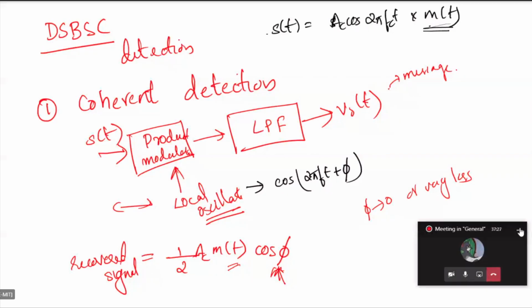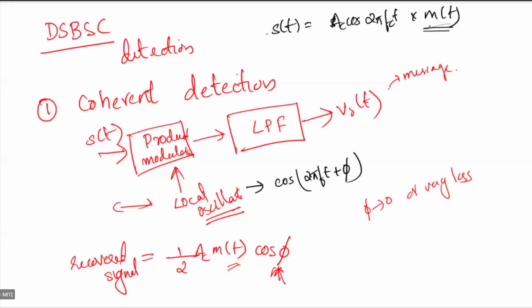Okay, so this is the detector part. This is the incoming signal. Any doubt about it? S of t is the incoming signal, and its expression is Ac cos 2 pi fc t into m(t). This is the DSBSC signal. Any doubt? No, ma'am.